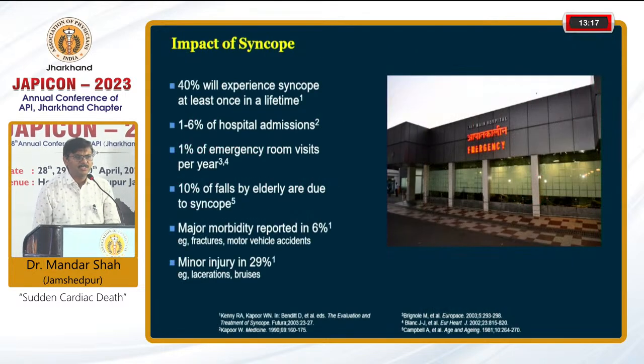So the impact of syncope is huge. 40% of all of us will experience syncope at least once in our lifetime. And 1 to 6% of hospital admissions account for syncope, and 1% of emergency room visits per year. What is more important is that major morbidity is 6%. What is major morbidity? Something like patients falling during syncope and having a fracture, or having a road traffic accident, a vehicular accident, because of syncope. So the impact of syncope is significant.